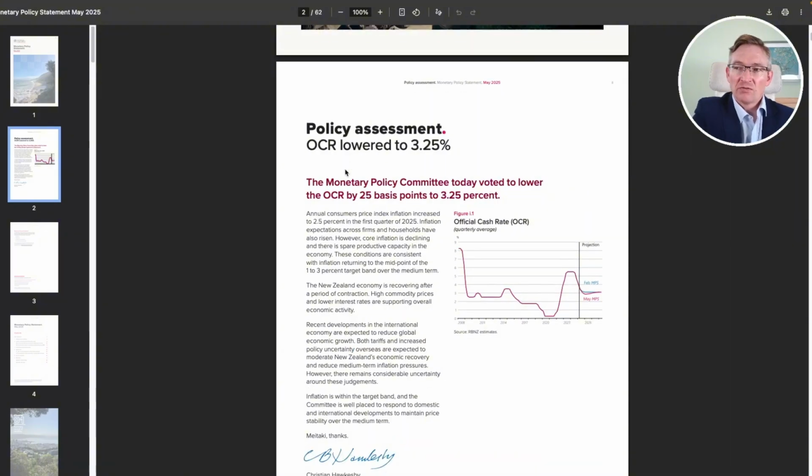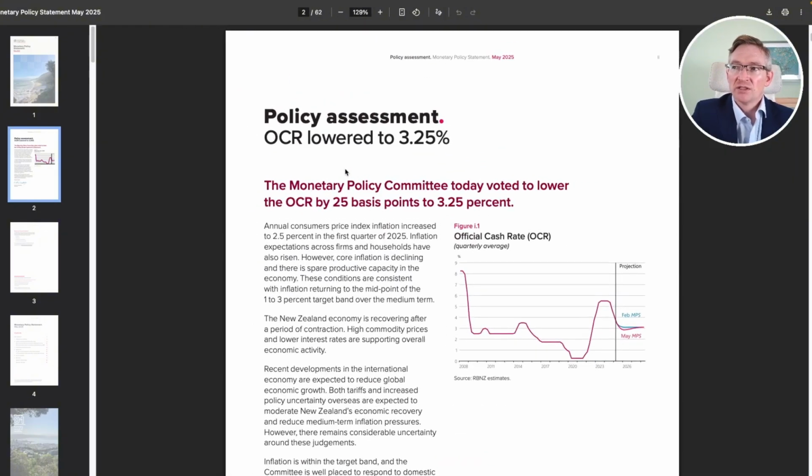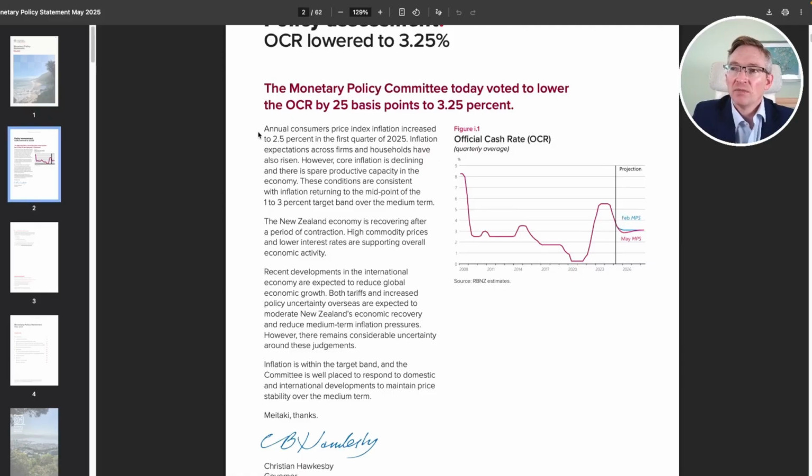Now, the decision is fine, right? That's fairly straightforward. You can see here, May 2025. It tells you they've lowered it, right? They say core inflation is declining. They can see inflation targets consistent. New Zealand's recovering. High commodity prices, lower interest are supporting overall economic activity.